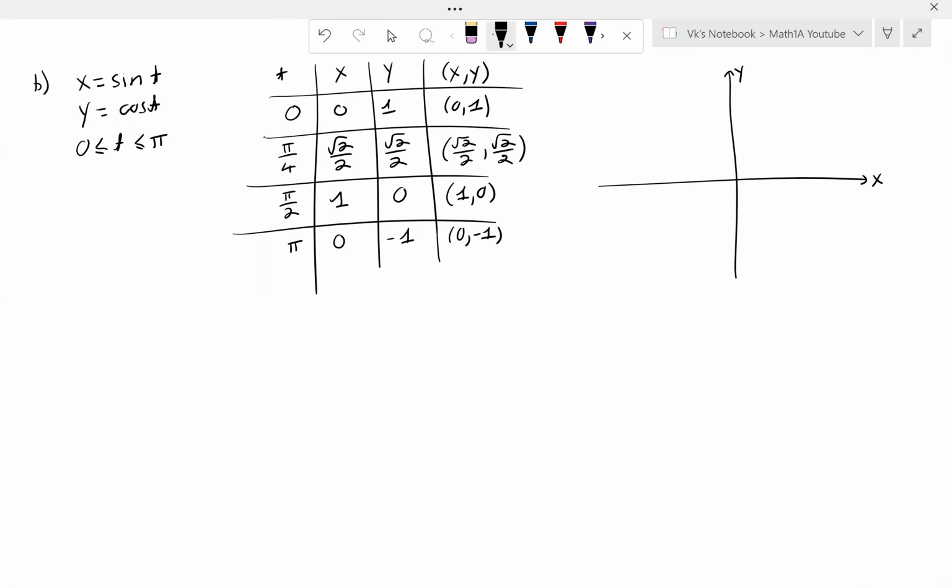Okay. (0, 1). So we begin from here. And then the next point is (root 2 over 2, root 2 over 2), which is somewhere right here. Next is (1, 0). And then (0, -1). So it looks like we are traveling in a semicircle path.